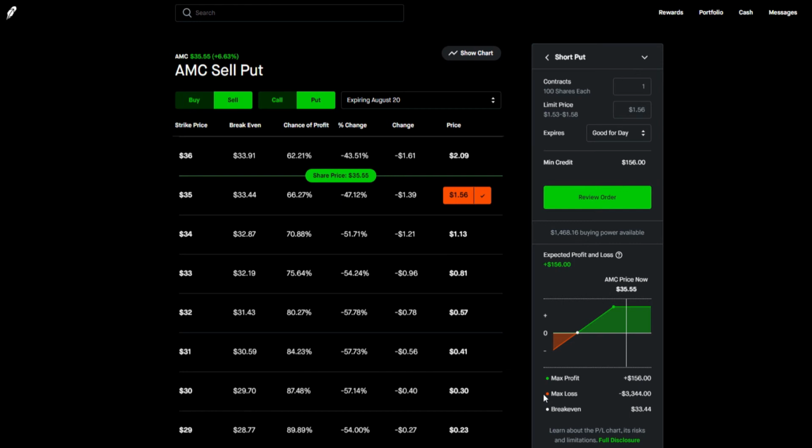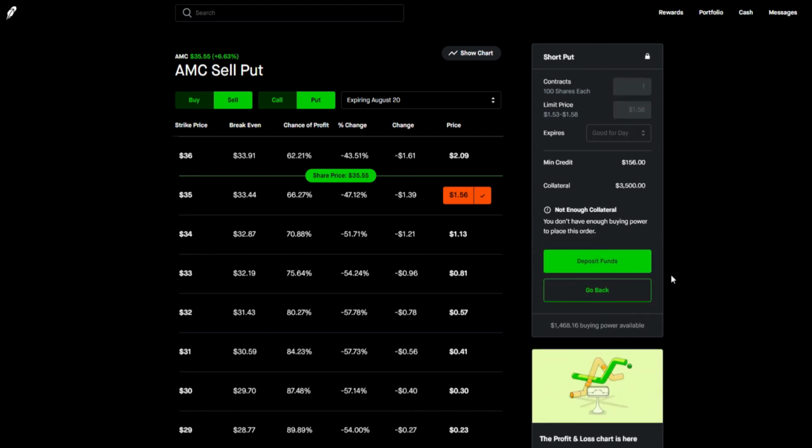Alright, let's say you're ready to sell this contract. You would just review the order and send it off. I already have 2 AMC puts active at the moment, and that's tying up about $6,000 right now. So I would not have the available funds to use as collateral. You need to have enough cash available to purchase 100 shares of the stock at the strike price to sell these contracts.